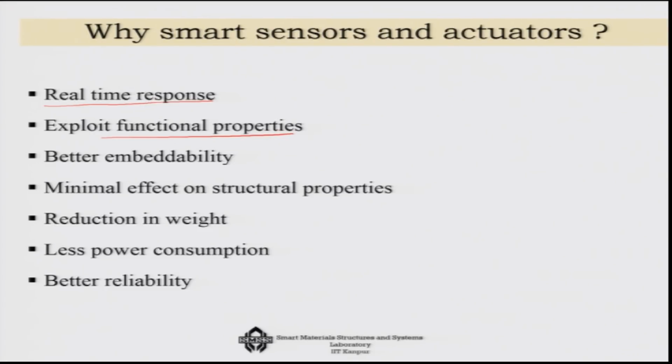It is embeddable also. So, you can put it into a structure very nicely, so that you are not attaching something ad hoc externally. It gets very seamlessly integrated into a system. It has minimal effect on structural properties. It has reasonably good structural properties on its own, and in fact, many of them are light. So, you get a reduction in weight, and if you compare them with a traditional system, there will be much less power consumption, and it has much better reliability as a system.